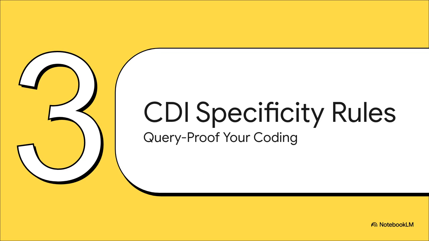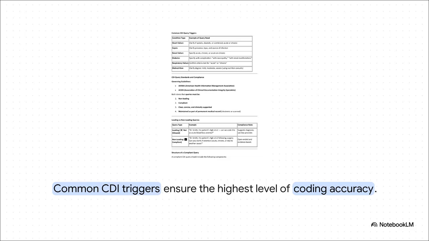All right, Section 3, CDI and Clinical Documentation Specificity. So, how exactly does Clinical Documentation Integrity, or CDI, ensure we capture the right codes for these MDCs to avoid revenue loss? Well, the core goal of CDI is to make the medical record completely query-proof. We do this by ensuring the documentation accurately reflects the patient's true severity of illness. Common CDI query triggers help us do exactly this.